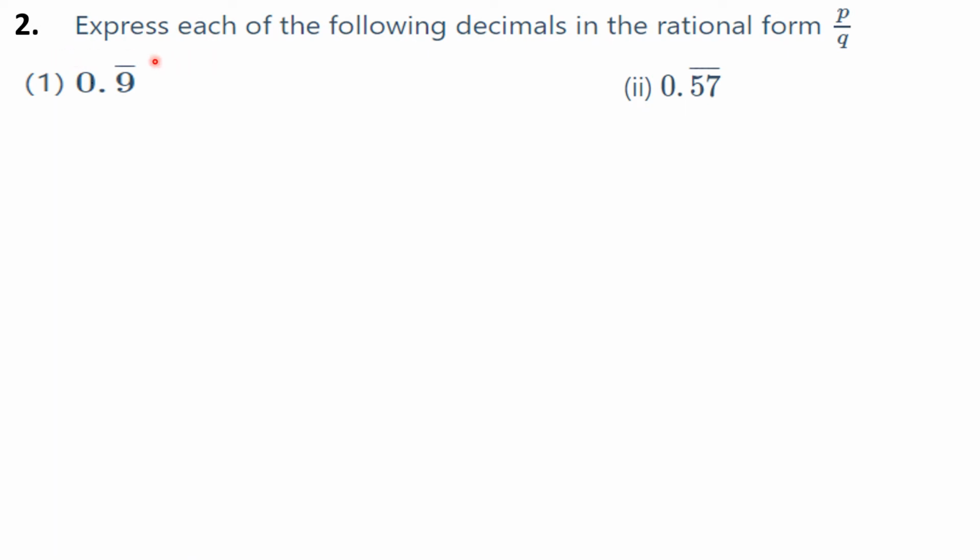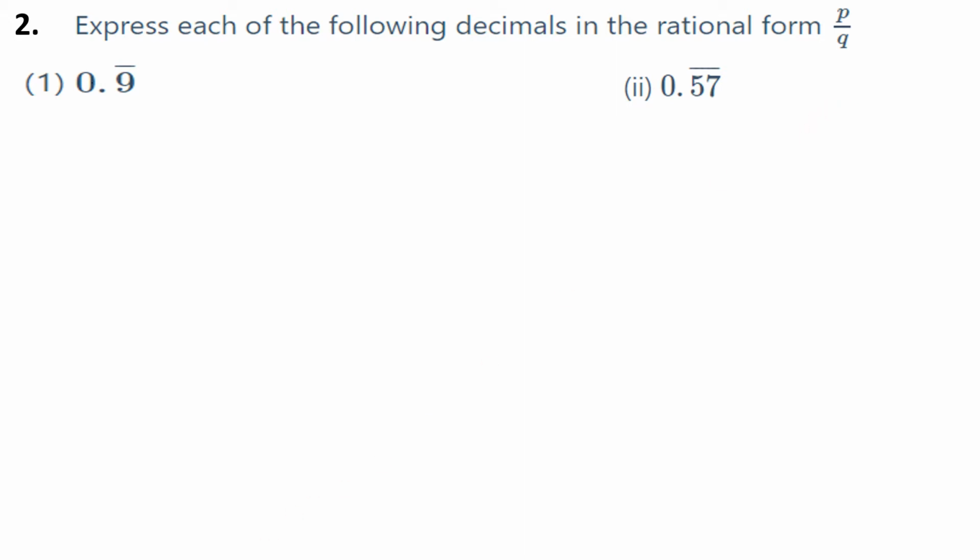Question number 2. Express each of the following decimals in the rational form P by Q. Let us see, children, here 0.9 bar. This is a non-terminating repeating decimal, right? Already we know how to convert a terminating decimal into P by Q form. So how can we write these non-terminating repeating decimals in the P by Q form?